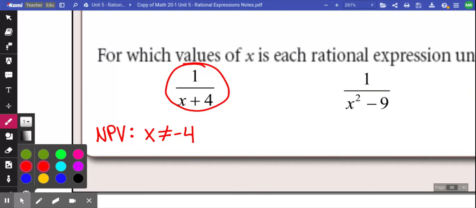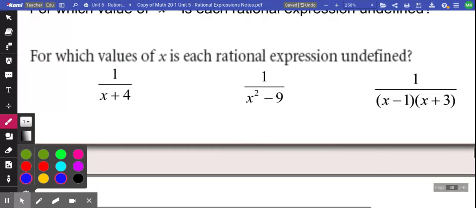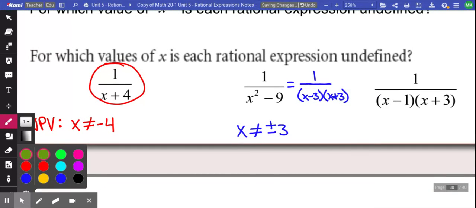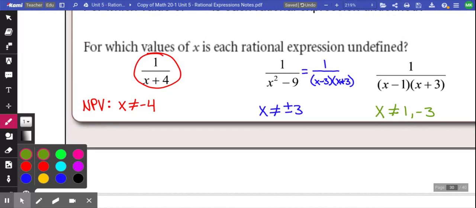If you look at the middle one, we would have to factor it first, right? So it becomes 1 over (x minus 3)(x plus 3). And my non-permissible values would be x cannot equal positive or negative 3. These things cause me to divide by 0. If you look at our last one to the right, x could not equal 1 or -3. Those are my non-permissible values.